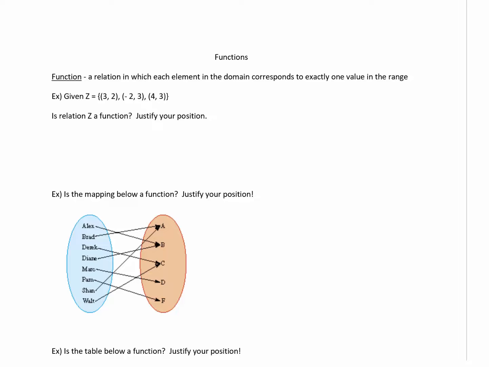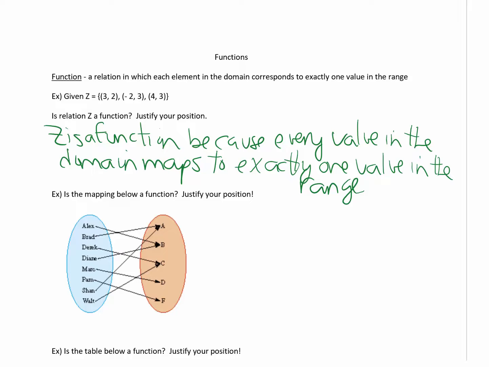Well, let's take a look at the domain. 3 is mapping to 2, and 3 is not mapping to anything else in the range. -2 is only mapping to 3 and nothing else. And 4 is only mapping to 3 in the range. So in this particular case, z is a function because every value in the domain maps to exactly one value in the range.